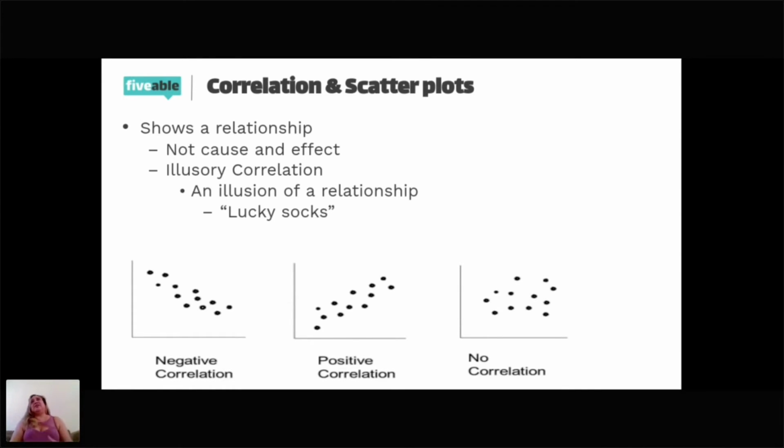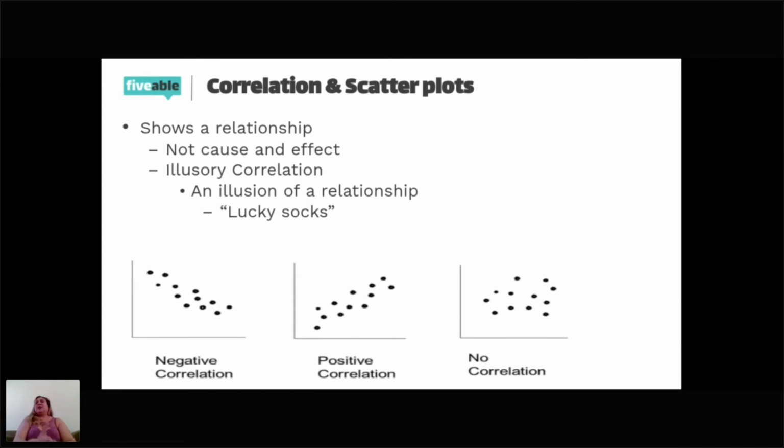Exactly. But what they'll do is they'll have a correlation study that shows there's a relationship between people who play violent video games and then go out and commit violence. They can't prove cause and effect. All they can show is that there's a relationship. Does that make sense to you guys? All right. So that's what a correlation study is.